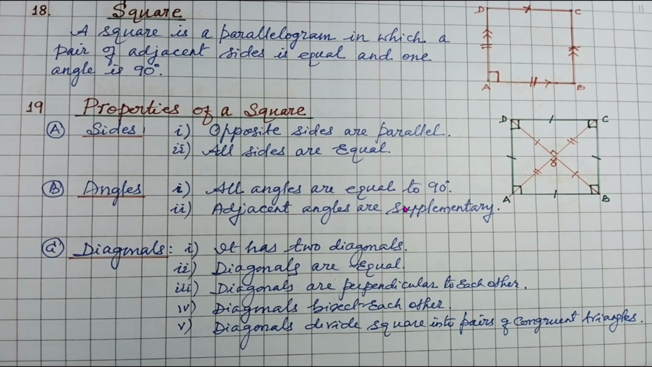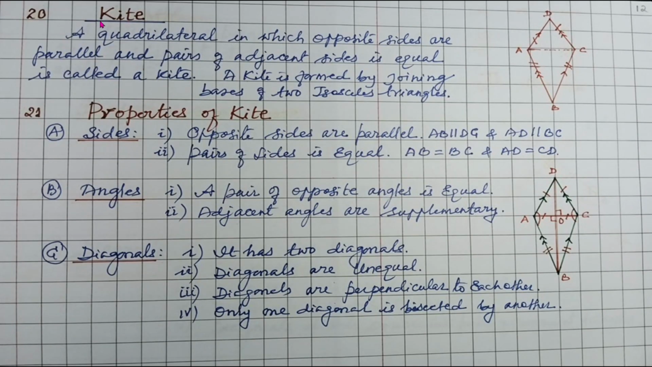In terms of diagonals, it has 2 diagonals. The diagonals are equal, diagonals are perpendicular to each other, diagonals bisect each other, diagonals divide squares into pairs of congruent triangles, and these are the properties of a square. Remember that. Now coming to the kite.